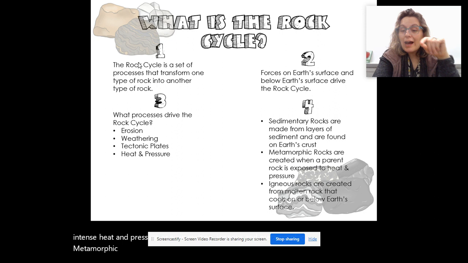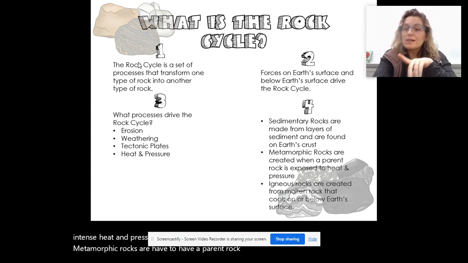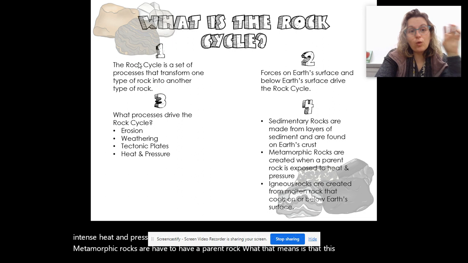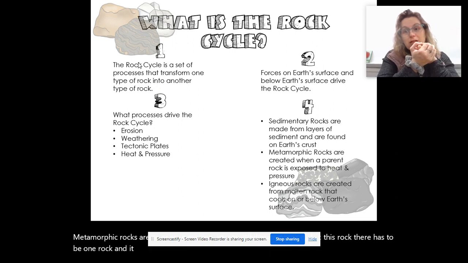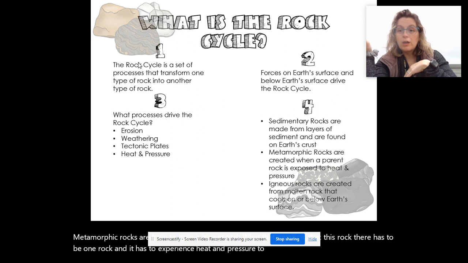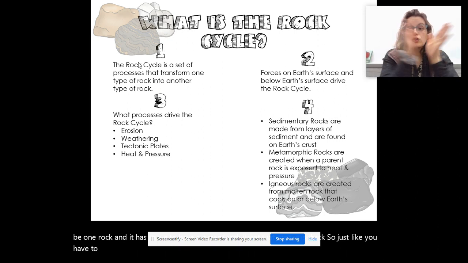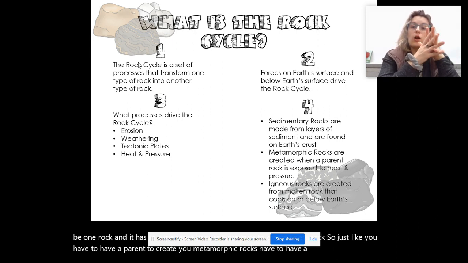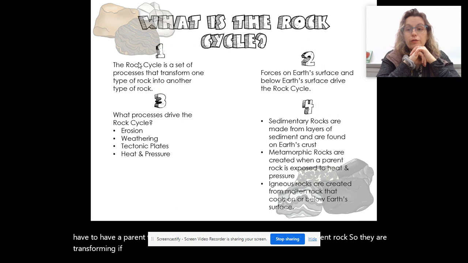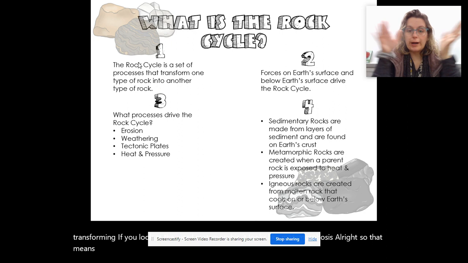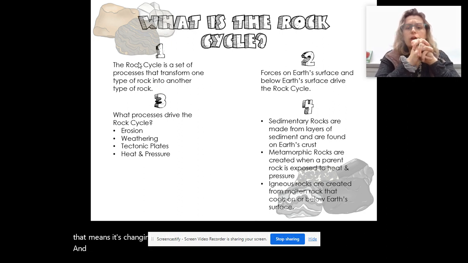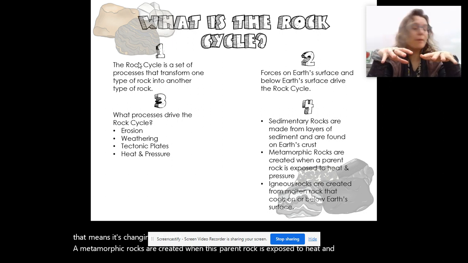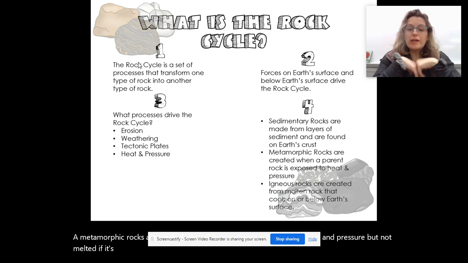Metamorphic rocks have to have a parent rock. What that means is that there has to be one rock and it has to experience heat and pressure to create a new rock. So just like you have to have a parent to create you, metamorphic rocks have to have a parent rock. So they are transforming. If you look at the word metamorphic, it looks like metamorphosis. All right. So that means it's changing. And metamorphic rocks are created when this parent rock is exposed to heat and pressure, but not melted. If it's melted, that's when we get igneous rocks.